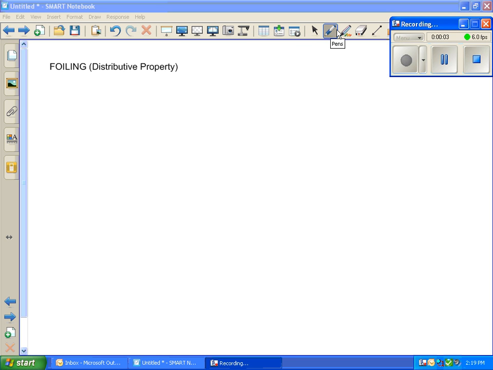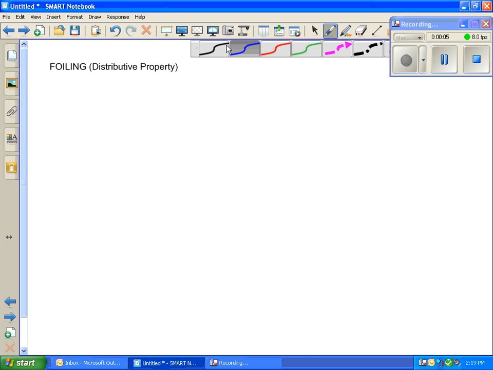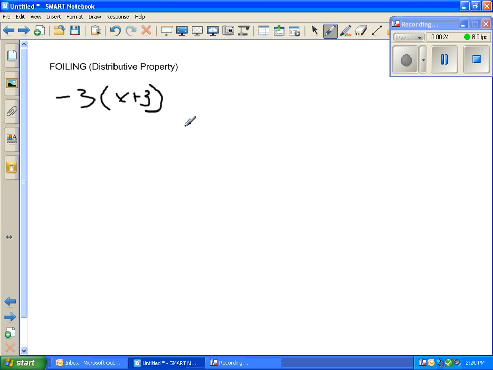Now I'm going to talk to you about a more advanced application of the distributive property. So hopefully at this point you feel pretty comfortable with distributing. Let's say we had an easy problem like this: -3 parentheses x plus 3. The distributive property again is used to remove parentheses.